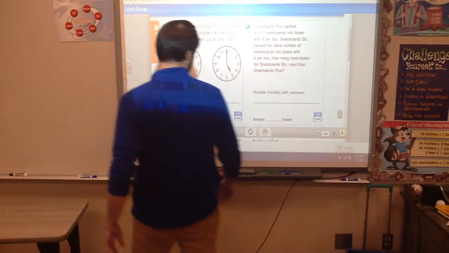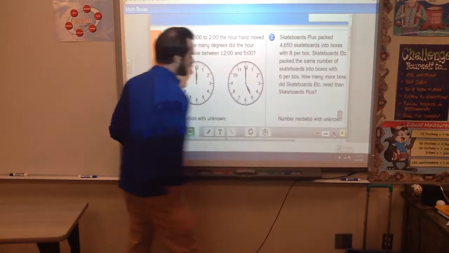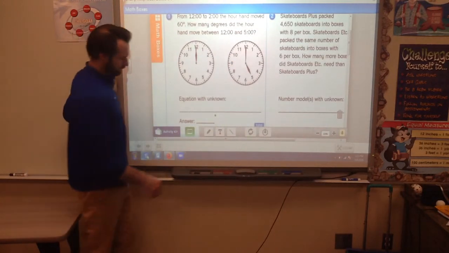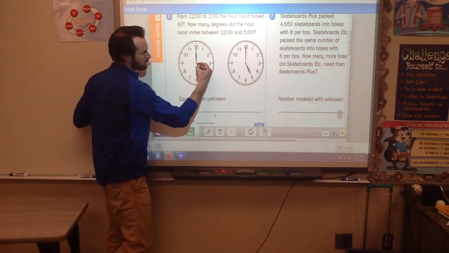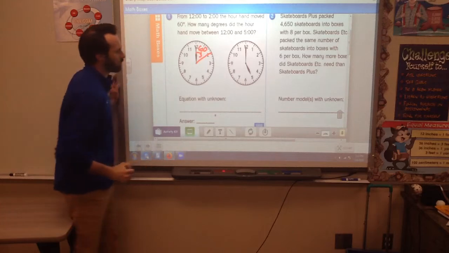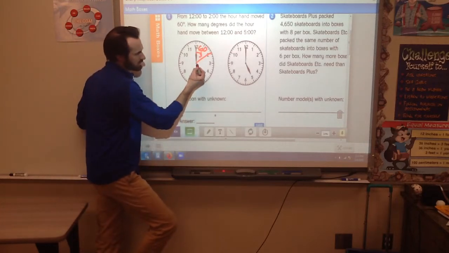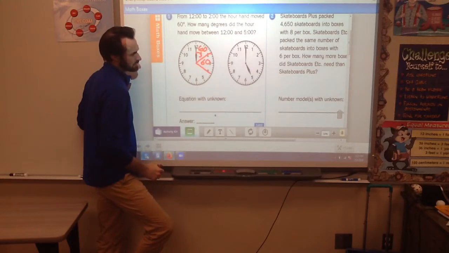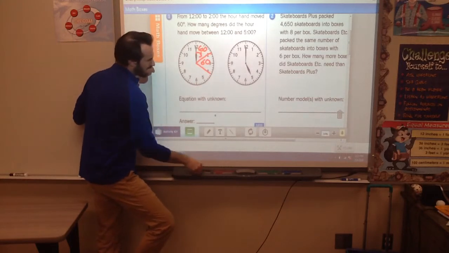Alright, going over your math boxes from yesterday, I want to make this a little bit bigger so that you can see. Here's what I know. On box 1, from here to here was 60 degrees, and that was 2 hours. So what I know is that another 2 hours is also going to be another 60 degrees. But then I'm not going 2 hours.